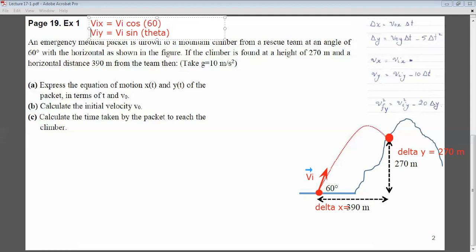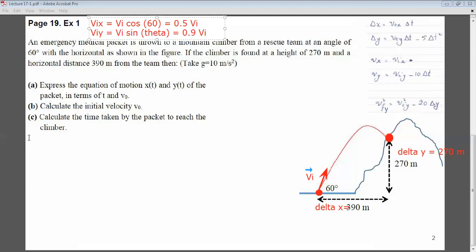Theta equal to 60. So this is, sorry, this is 0.5 V initial, and this is 0.866, so let's say 0.9 V initial. Okay, so even if the question doesn't ask you to do this calculation, you always do it because you're gonna use it sooner or later. You're gonna use it. So let's start.